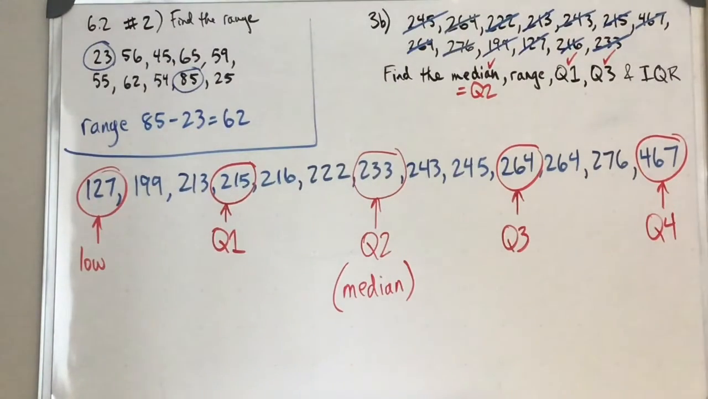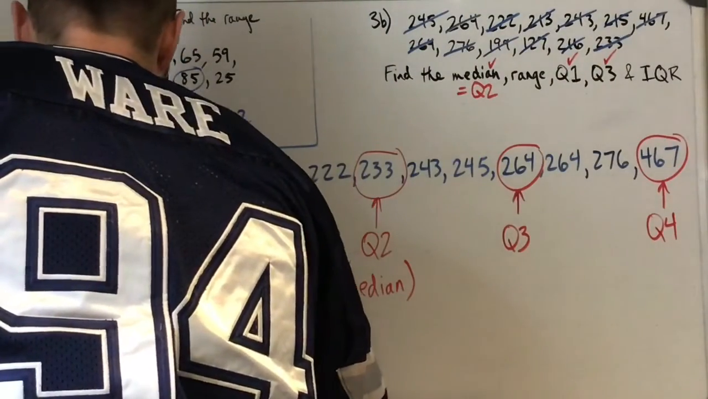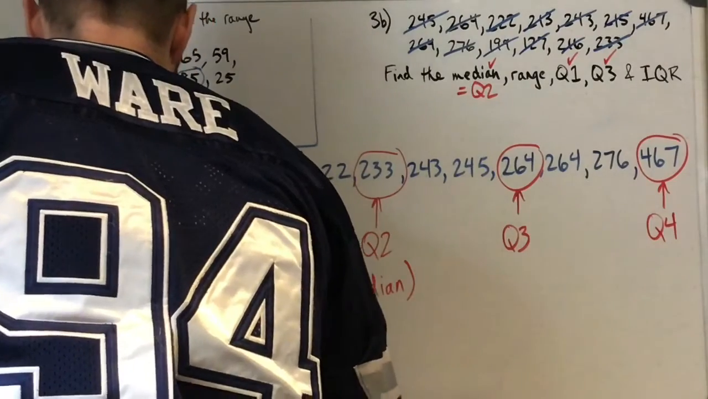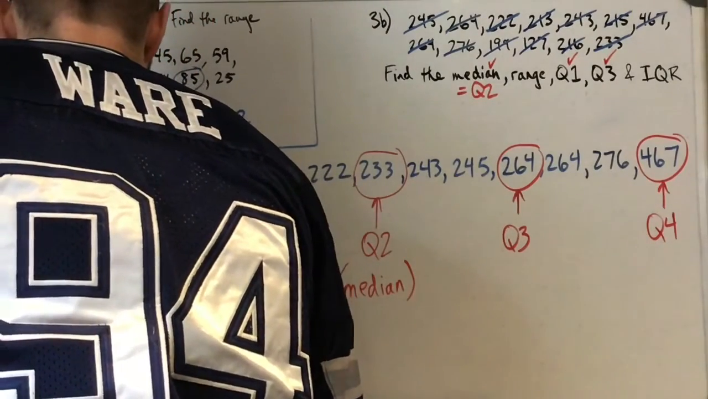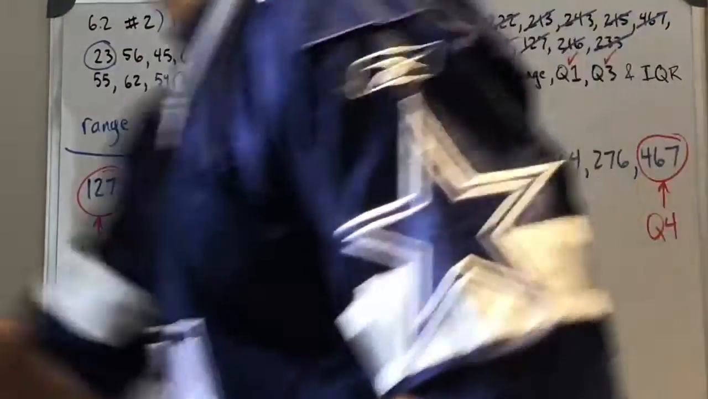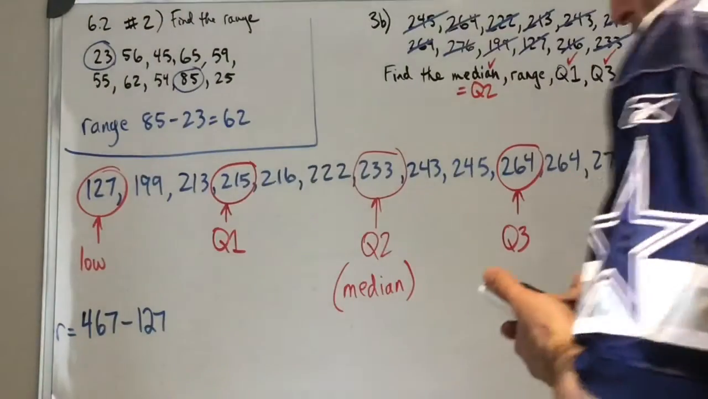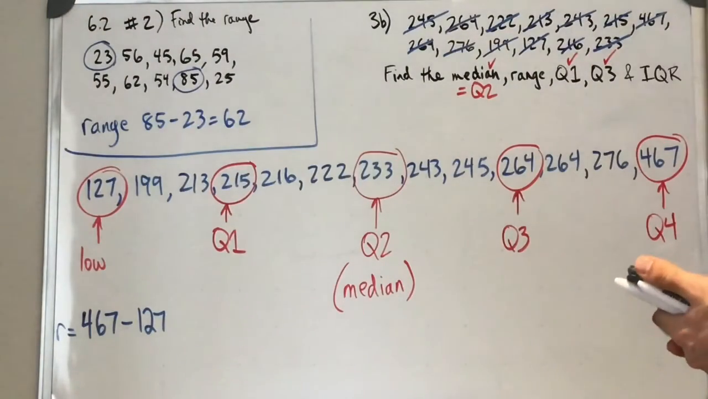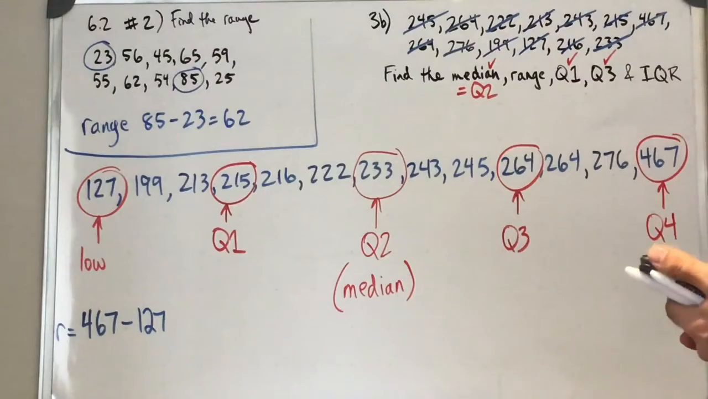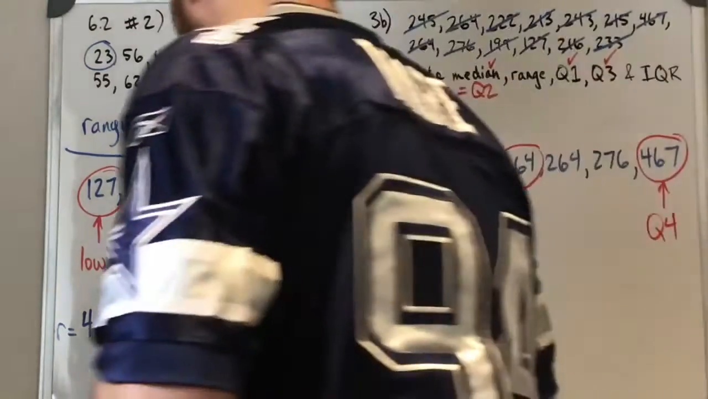So our range, again, is just the difference between the highest and lowest value here. So if we have 467 minus 127, that would be our range. And I'm going to just calculate this so I don't screw it up. We got 340.